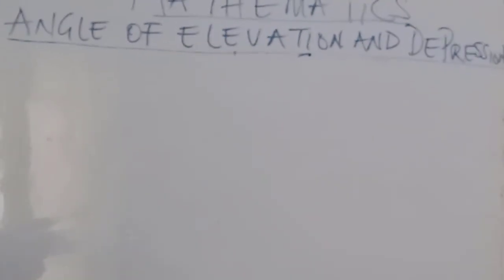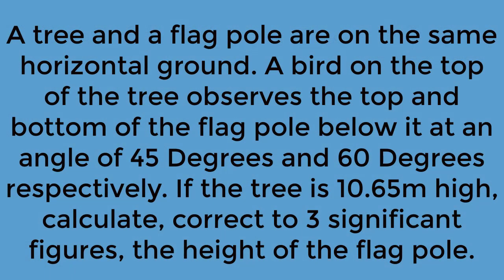Okay, a tree and a flagpole are on the same horizontal ground. A bird on top of the tree observes the top and bottom of the flagpole below it at angles of 45 degrees and 60 degrees respectively. If the tree is 10.65 meters high, calculate, correct to 3 significant figures, the height of the flagpole.